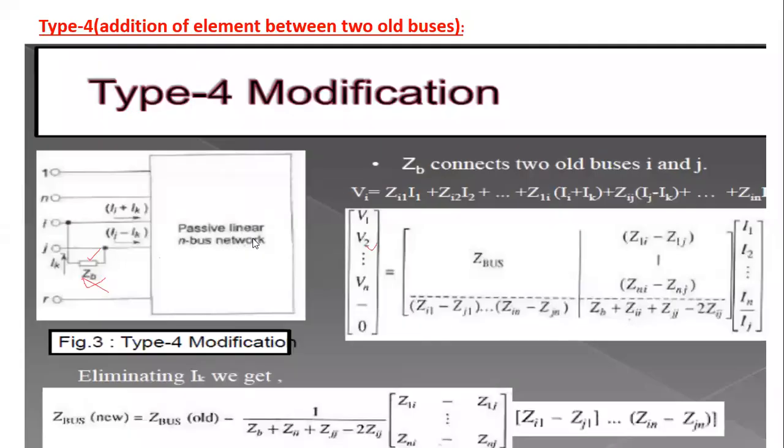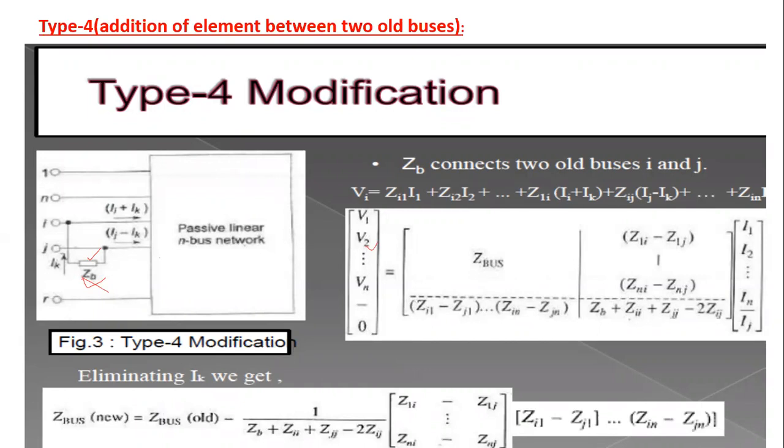When we are designing the Z-bus building algorithm, we follow these four types of modifications. That will be observed: the branch or the link will be added between an old bus and a new bus, or a new bus and an old bus, or between the two old buses.